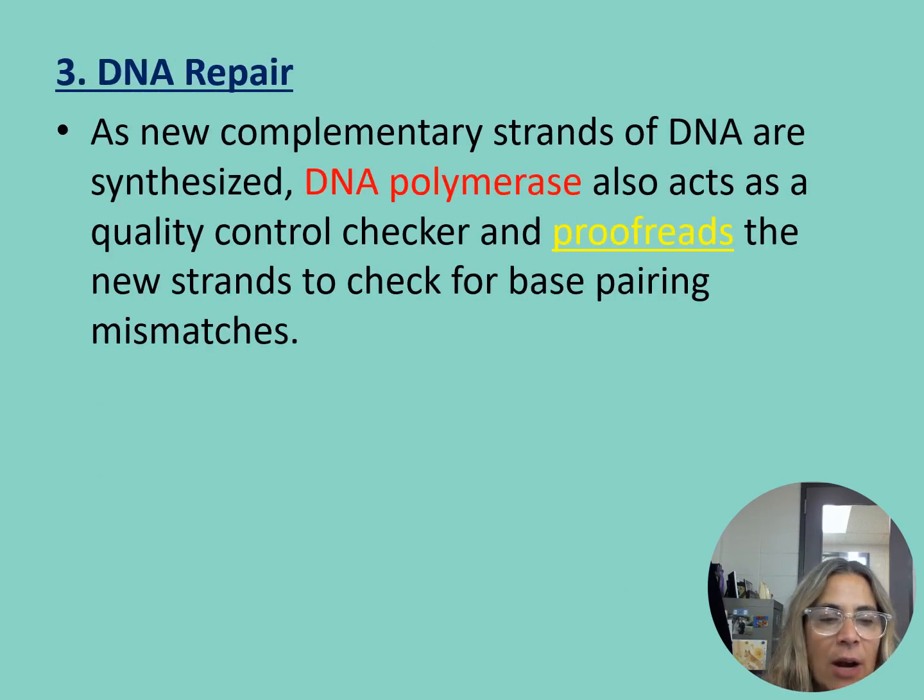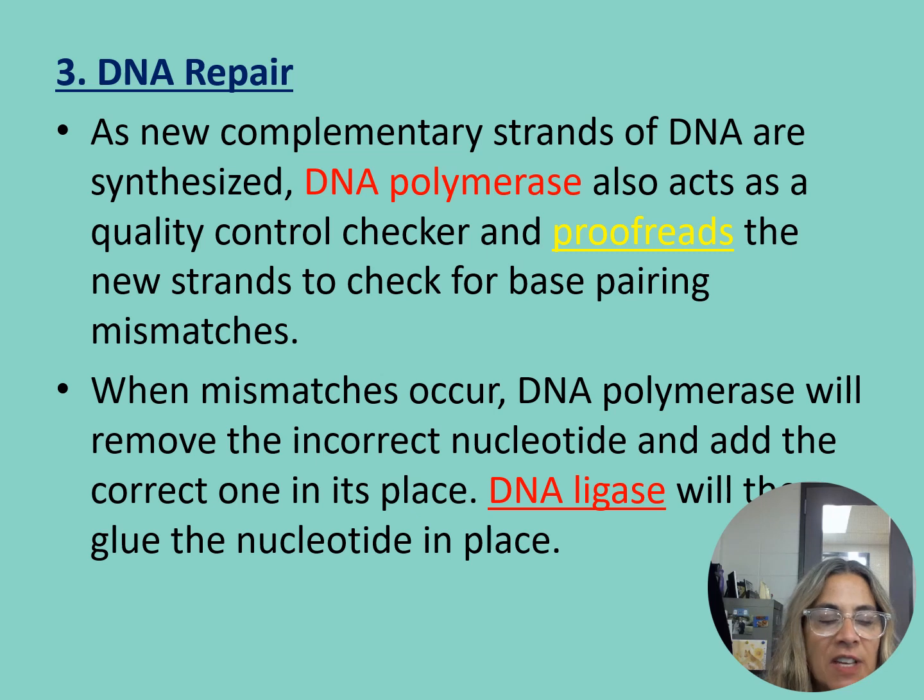When DNA repair is happening, again, as we already said on the previous slide, there's more than one type of DNA polymerase, but we just talk about it generally speaking. So DNA polymerase is the builder, bringing those base pairs, and it's also the proofreader. So remember, it's also going to check whether there are any mismatches in those base pairs, and if there are, the DNA polymerase is going to fix that. And when mismatches do happen, the DNA polymerase will remove the incorrect nucleotide, replace it with an appropriate one, and then the DNA ligase is going to glue that nucleotide into place.